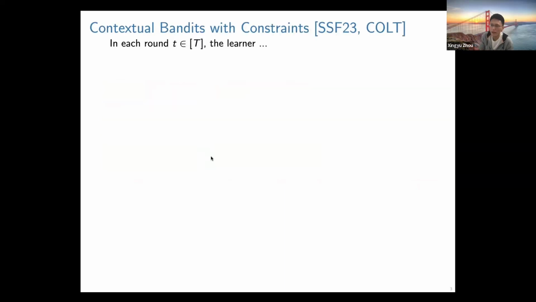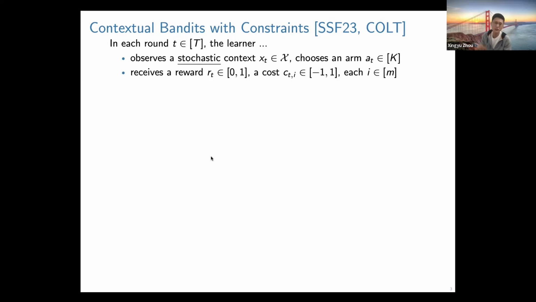So as in the conference version of SF23, we consider contextual bandits with some constraints. We consider the online version. In each round t, the learner observes a stochastic context. You can see it like a person comes in, and you want to recommend some medicine to them, so you choose an action. The action here could be some medicine, right? You receive some reward, and because you have to make a decision, you also suffer some cost. There are multiple costs. In this talk, I will use M to denote the number of costs or constraints.